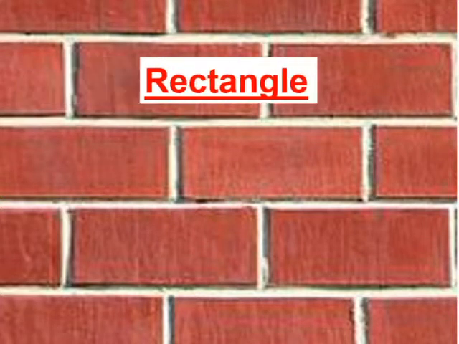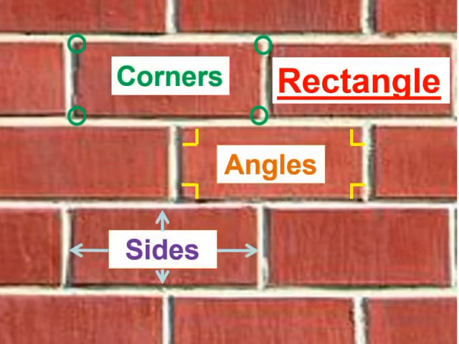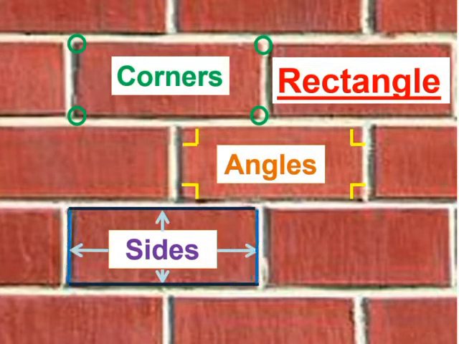Let's look at another shape that you'll be familiar with in the real world, a rectangle. Again, the face of each brick has 4 corners, 4 angles and 4 sides, but this time 2 of the sides are longer than the other 2.